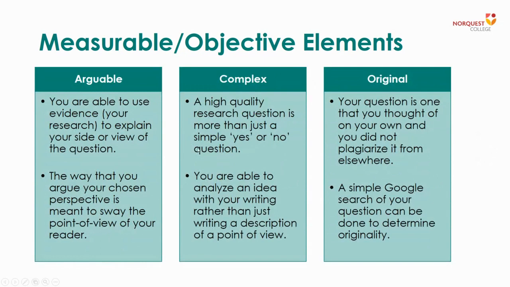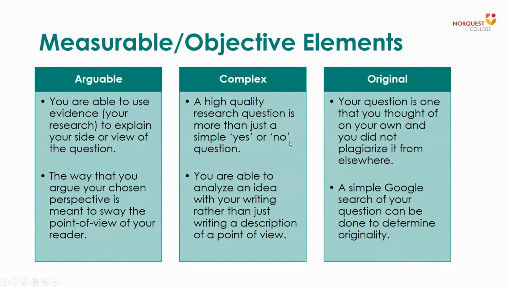A second set of objective elements include arguable. Again, you have to provide evidence through your research to explain your point of view on your research question. The particular ways in which you write or argue your chosen perspective is meant to persuade or sway the point of view of your reader. So if you have yourself and your friend, one of you can write about one point of view and one of you could write about the other point of view, and you'll both be writing about the same question, but you'll have different points of view and different pieces of evidence. But you should, at the end of the day, be able to provide an argument either in favor or against.